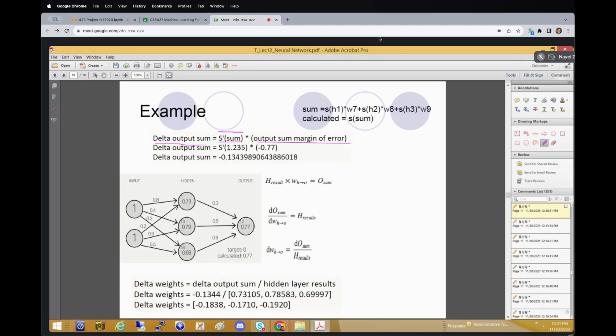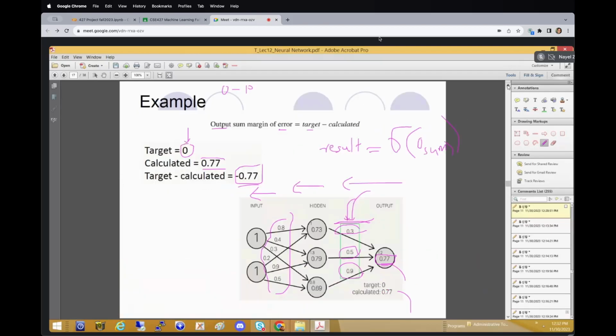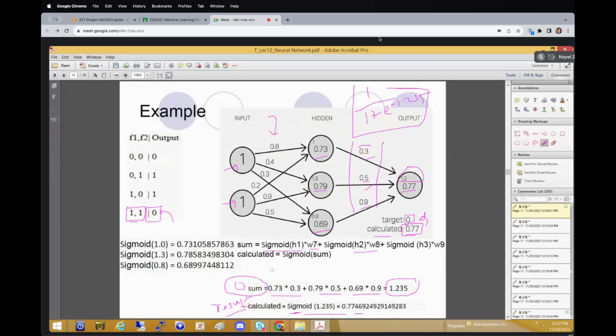So what is the derivative of the sigmoid of the sum? In our case, the sum is 1.235, so we need the derivative of the sigmoid at that value. The output sum margin error we have already calculated, minus 0.777. For the derivative of the sigmoid of the sum, we need the sigmoid of the sum, and previously we computed that. The sigmoid of the sum is 0.775.